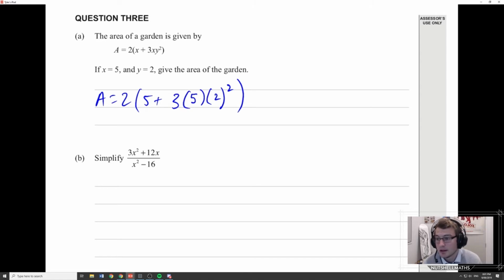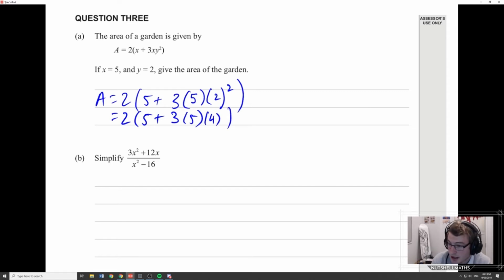Right? Now I just follow BEDMAS rules. Hopefully you know BEDMAS rules, not too bad. If you don't, pay close attention to the order in which I do this. 2 squared gets done first. So this now becomes a 4.